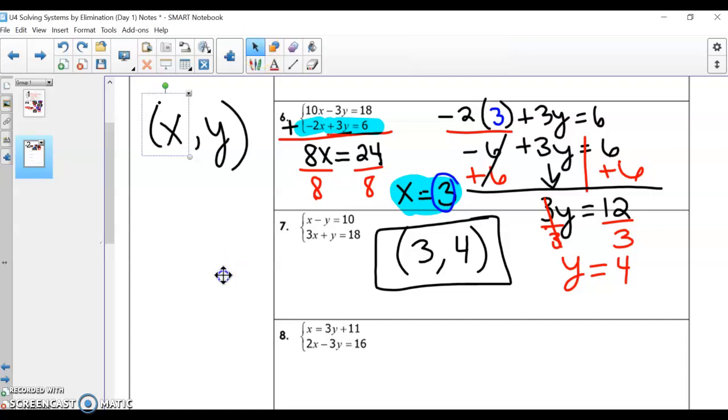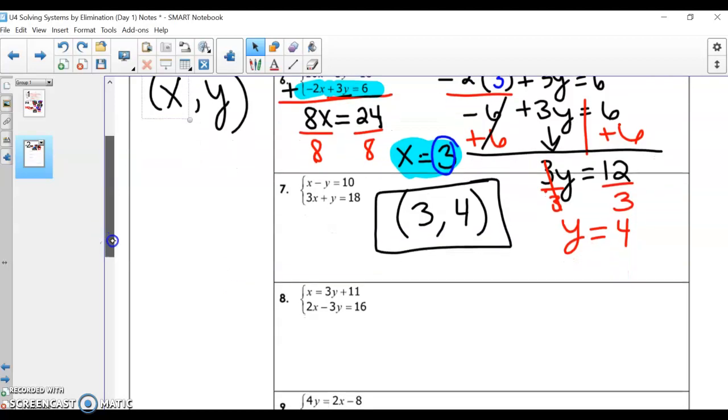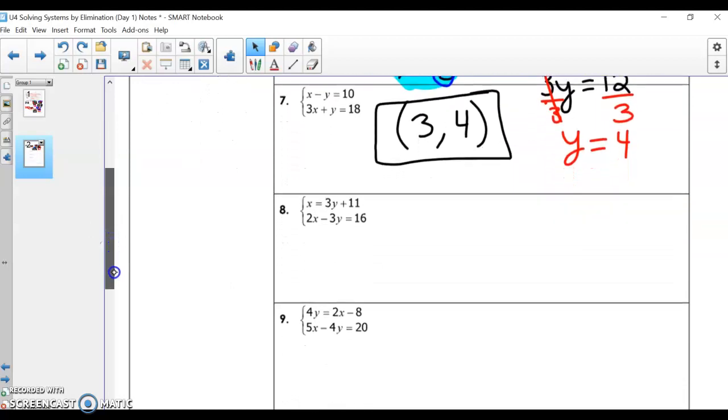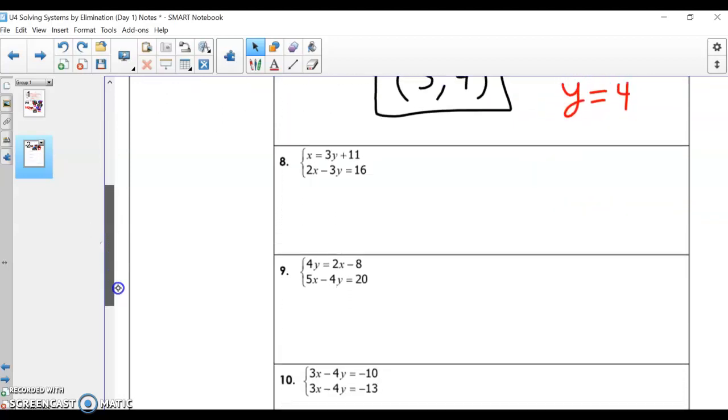Again, if I'm going too fast, I am posting these completed notes on the sheet for you guys to reference back to. Okay, so don't worry if I go too fast, you do have that to look back on. Alrighty, I'm going to jump down and do number 8 with you.